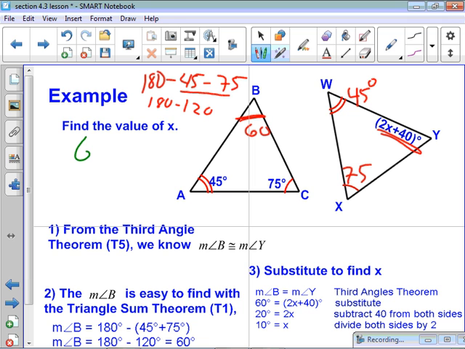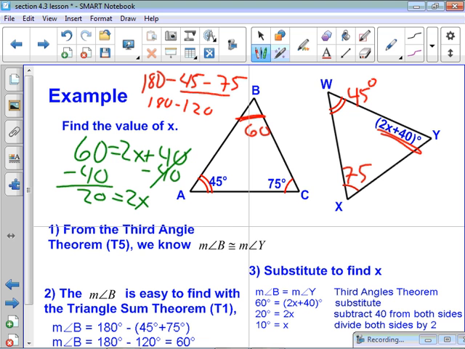So 60 has to equal 2x plus 40. And so I'll just solve for x. Minus 40, minus 40, 20 equals 2x. Most of the time that means x equals 10. I'm sorry, I made it look like less than. x equals 10. Okay? And we're good.